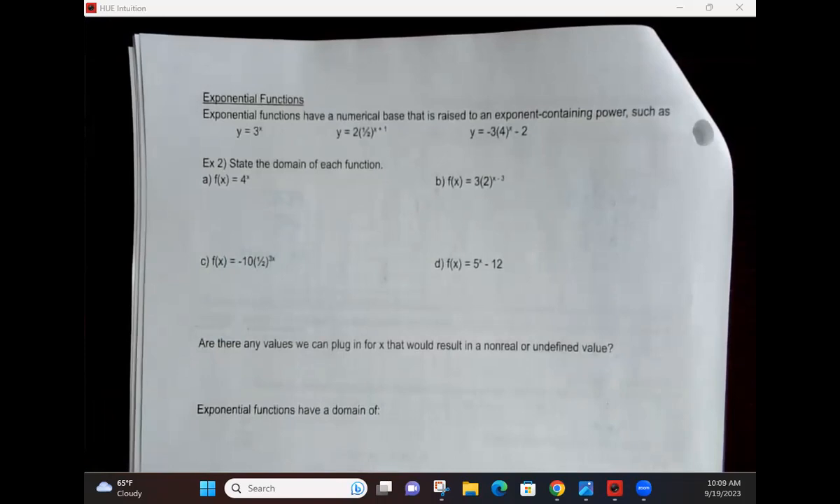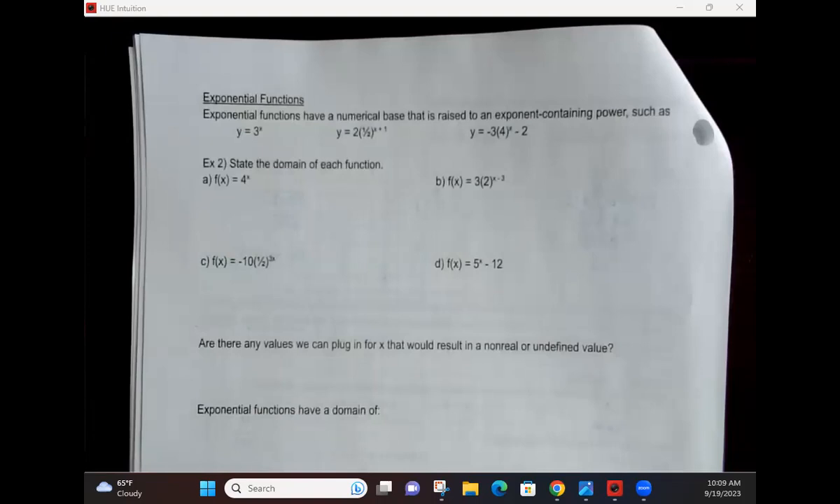No, there's no square roots, right? So I don't need to be worried about that. Do I have division where I could potentially get something undefined? No, right? No division here. So we need to check the zeros, the positives, the negatives, all that good stuff.